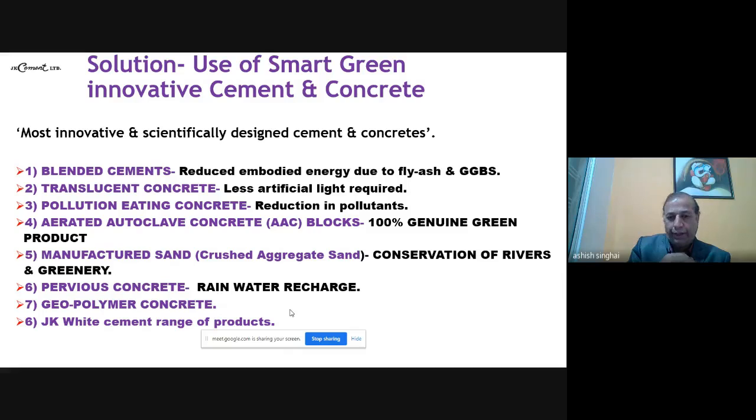Aerated autoclave concrete, I have already given a detailed explanation, and it is a 100% genuine green product rated by IGBC. Manufactured sand, switch from river sand to crushed aggregate sand, thereby preserving and conserving our river resources. Pervious concrete is a wonderful product that we have to put more focus on. I will be talking about geopolymer concrete as well.